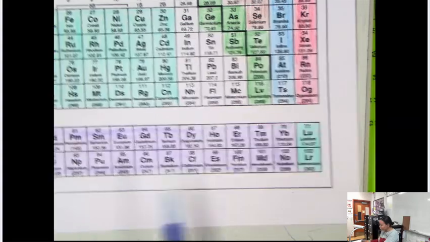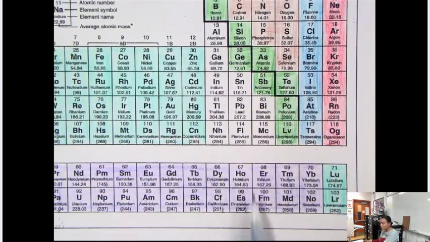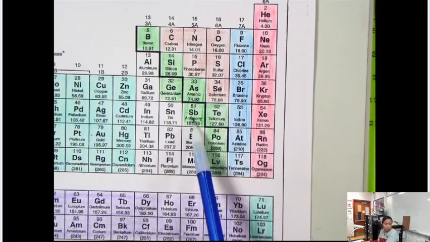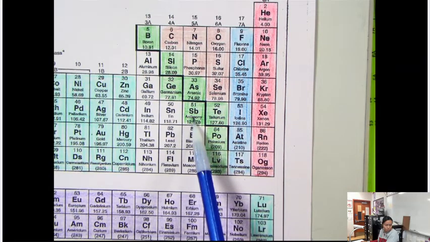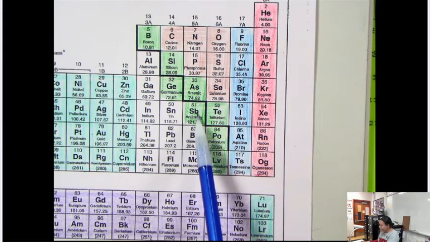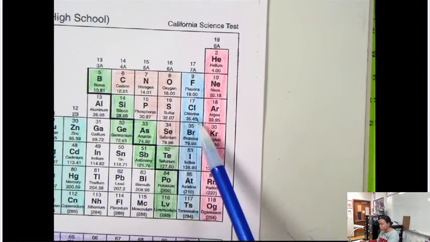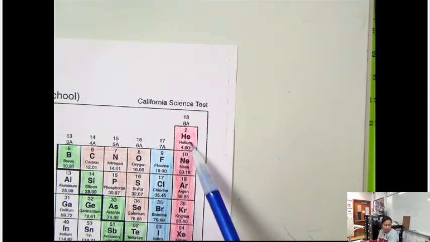Good, that's a metal. Okay, so remember, everything to the left of the staircase, everything to the left and everything on the bottom, these are all metals. All right, what about this one? Look at where my pencil is pointing. It's pointing at Sb. Semi-metal or metalloid. What about this? Chlorine. Nonmetal, good. What about helium?